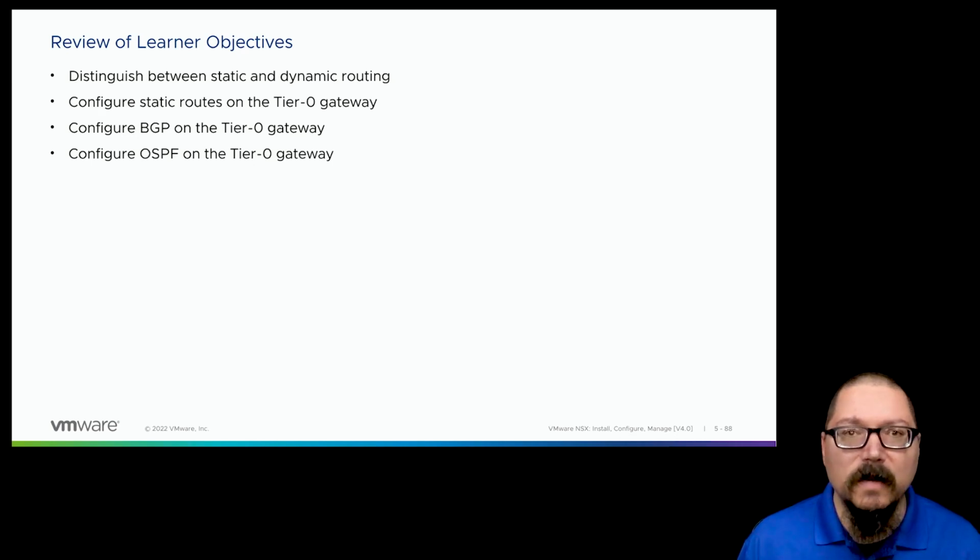So what did we talk about? Well, we talked about everything we just did in the lab, right? We talked about static routing and Tier 0 gateways. We talked about BGP. We talked about OSPF. And that's kind of it. If you come back, we've got more cool routing stuff that we have to talk about yet.